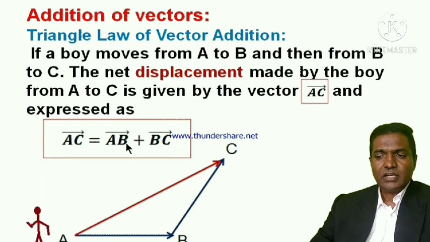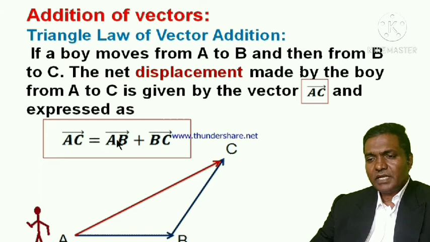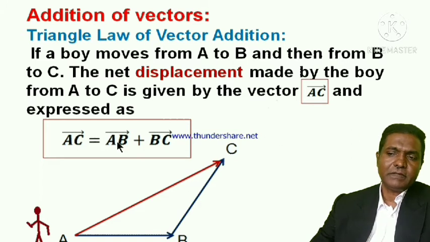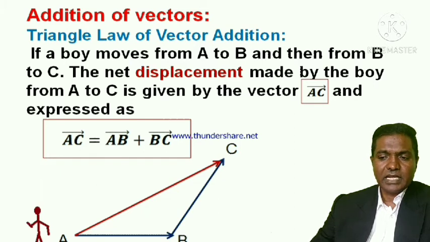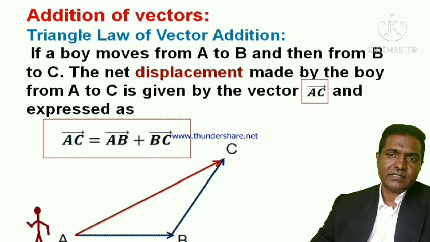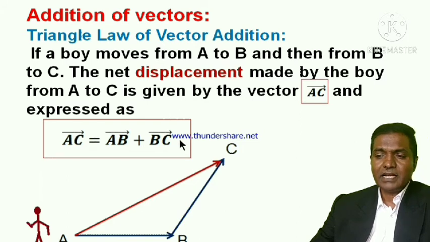ಅಂದ್ರೆ ಇನ್ ಆರ್ಡರ್ ಟು ಆಡ್ ಟೂ ವೆಕ್ಟರ್ಸ್, the terminal point of first vector must be the initial point of the second vector. ಈಗಿದ್ದಾಗ ಇವುಗಳ ಎಡಿಷನ್ ಏನಾಗುತ್ತೆ ಅಂತಂದ್ರೆ, ಇಟ್ ಈಸ್ ವೆಕ್ಟರ್ AC. ವೆಕ್ಟರ್ AC ಅಂತಂದ್ರೆ ಮೊದಲನೇ ವೆಕ್ಟರ್ ನ ಮೊದಲನೇ ಪಾಯಿಂಟ್, ದಟ್ ಈಸ್ ಸ್ಟಾರ್ಟಿಂಗ್ ಪಾಯಿಂಟ್, ದಟ್ ಇಸ್ ಇನಿಷಿಯಲ್ ಪಾಯಿಂಟ್, ಆಮೇಲೆ ಎರಡನೇ ವೆಕ್ಟರ್ ನ ಟರ್ಮಿನಲ್ ಪಾಯಿಂಟ್ ಇದಾಗಿರುತ್ತೆ. ಸೊ ದಿಸ್ ಯು ಹ್ಯಾವ್ ಟು ಲರ್ನ್.